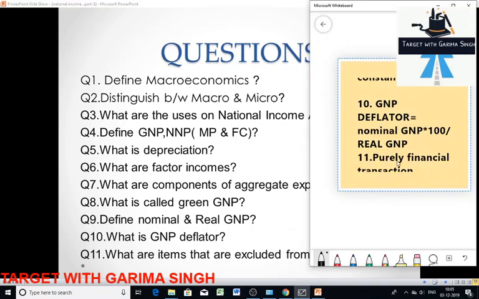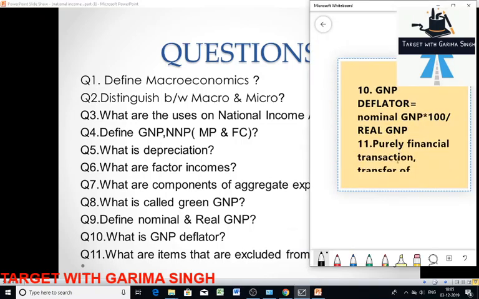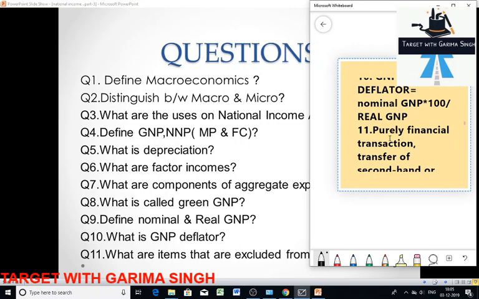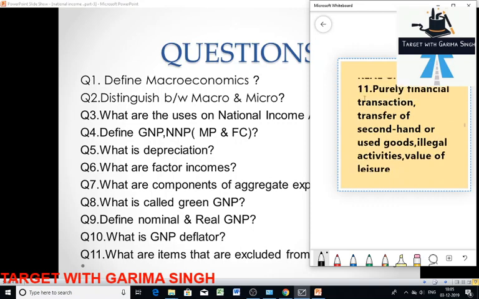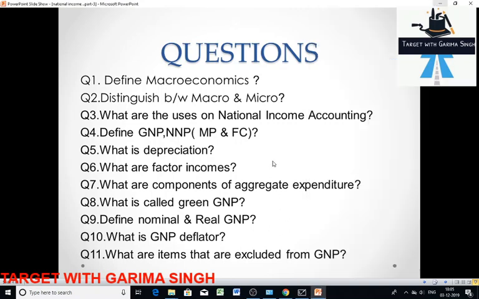Now the 11th question is, what are the items that are excluded from GNP? It means when we calculate GNP, what items should be excluded? First one is purely financial transactions. Second is transfer of second-hand or used goods, because their value was already counted in the previous year itself. Third is non-market goods and services. Fourth is illegal activity. Fifth is value of leisure. These things should be excluded while calculating GNP.